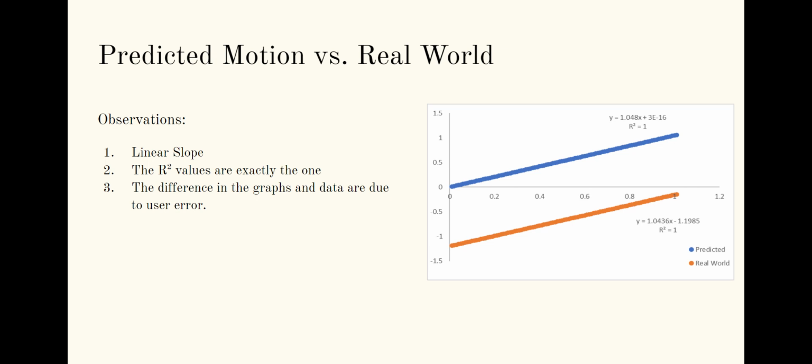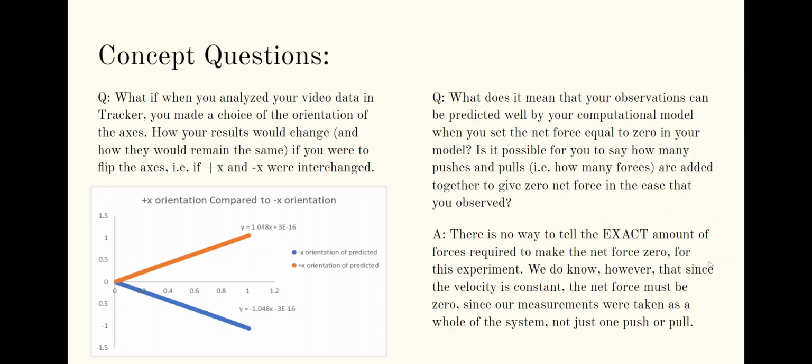Next is that the difference in the graphs and data are due to user error. As seen in the video, the values gathered by Tracker gave the position a negative value due to where the y-axes were oriented to the object. That is why it is more important to pay attention to the slopes than the actual values of position versus time.